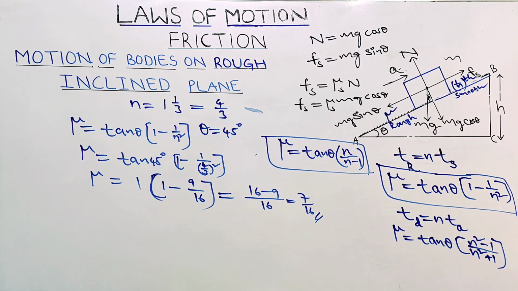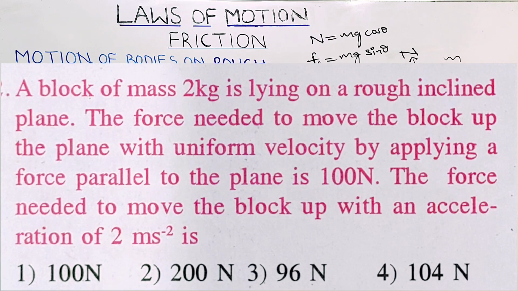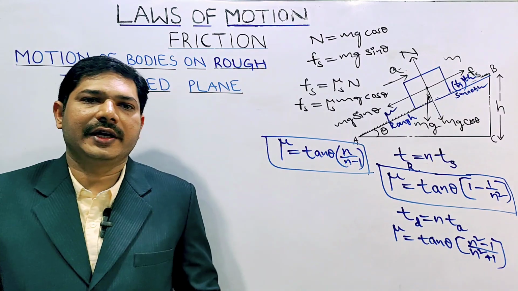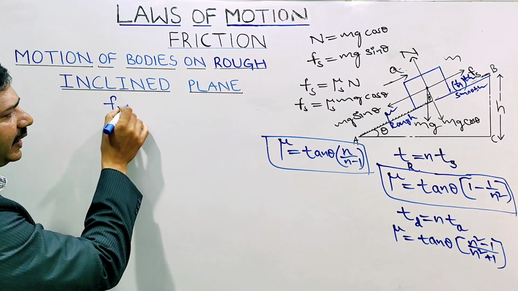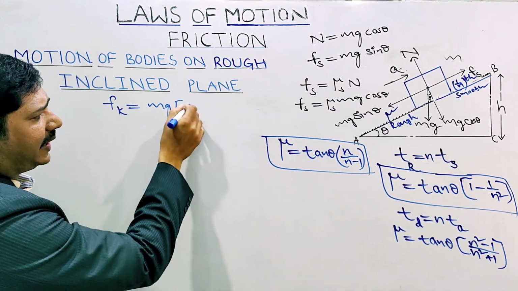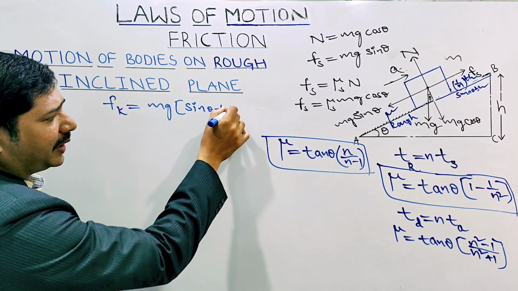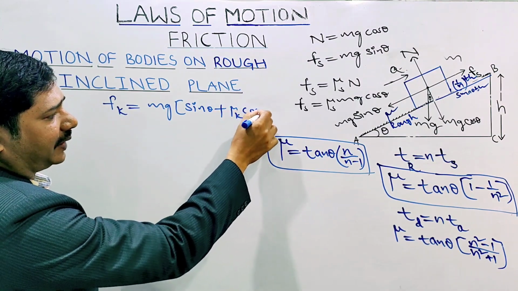A block of mass 2 kilograms is lying on a rough inclined plane. The force needed to move the block up the plane with uniform velocity by applying a force parallel to the plane is 100 newtons. The force needed to move the block up with an acceleration of 2 meter per second square. In this case, on a rough inclined plane the body is sliding up. For sliding up, the force formula is Fk equal to mg into sin theta plus mu k cos theta, right?